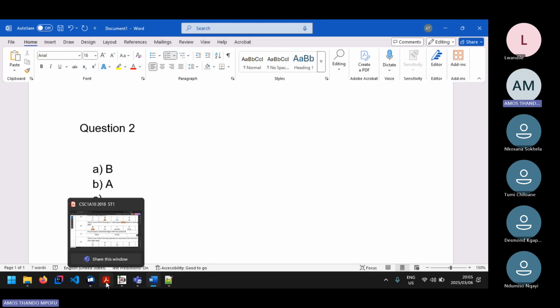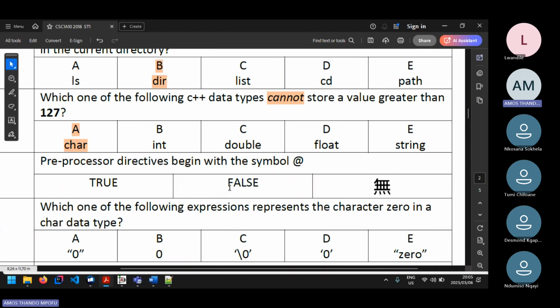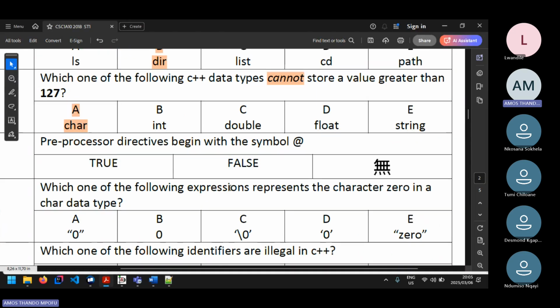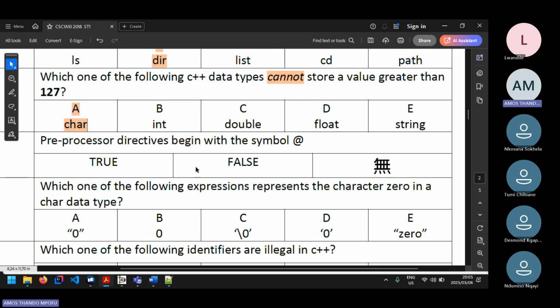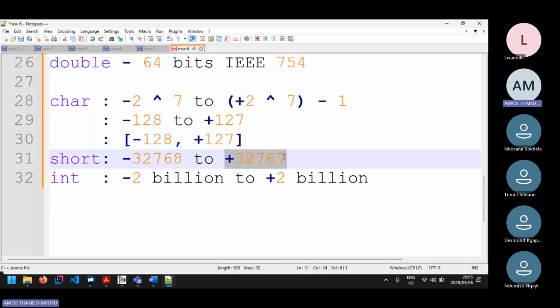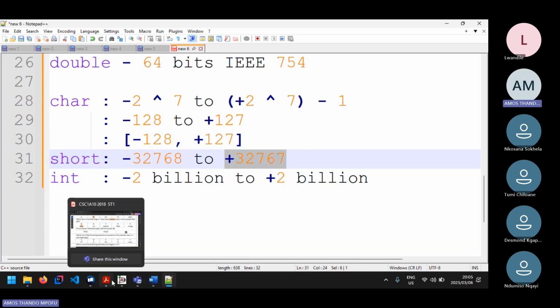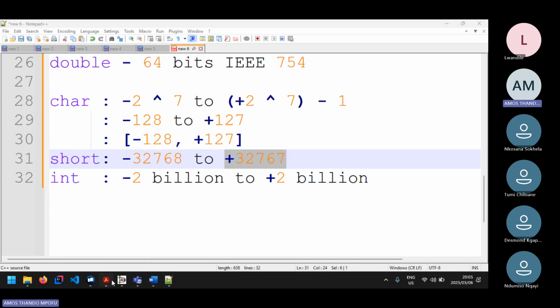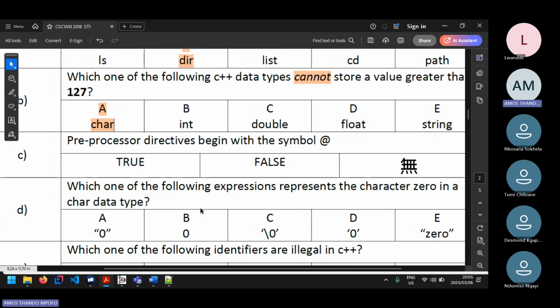You might ask yourself, why am I taking so much time to explain? Because they like to repeat questions, and if you just cram the answers, they'll give you a different question paper, but they ask a similar question. Maybe they say which C++ data type cannot store more than 32,767. Your answer has to be short, because the short stores a maximum of 32,767. So you see, knowing the answers is very important because they might change it up a bit.